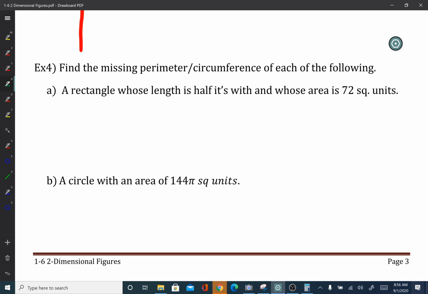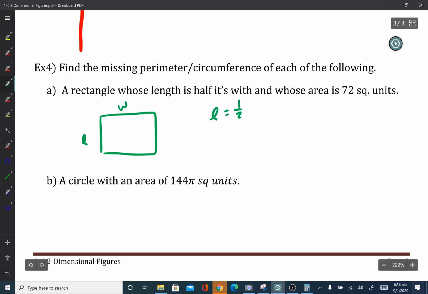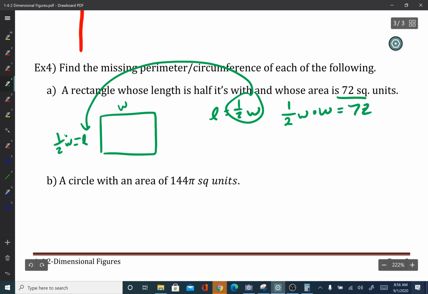All right, next problem. A rectangle whose length and width, right? Here's the width and here's the length. A rectangle whose length is 1/2 the width. So instead of L, I'm going to put 1/2 W. And I know the area is 72. So I know that 1/2 W, the length, times the width equals 72. It's just a baby algebra problem, right? I get 1/2 W squared equals 72. So I get W squared equals 144. So I get W equals 12.